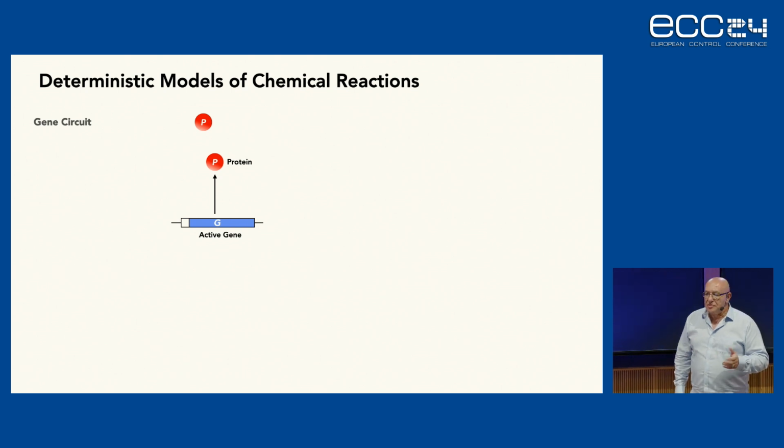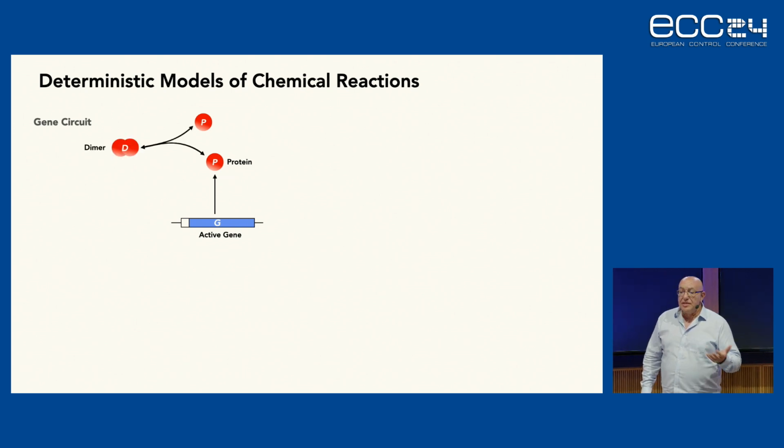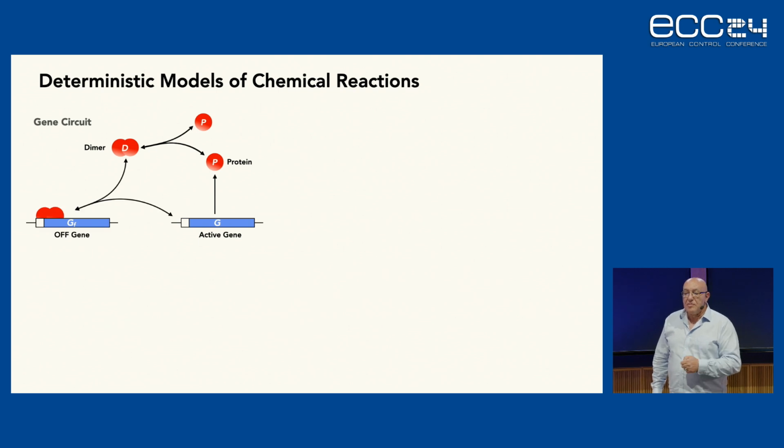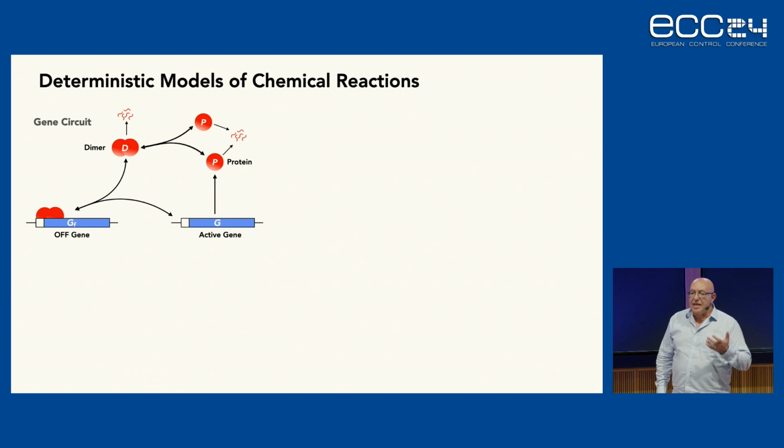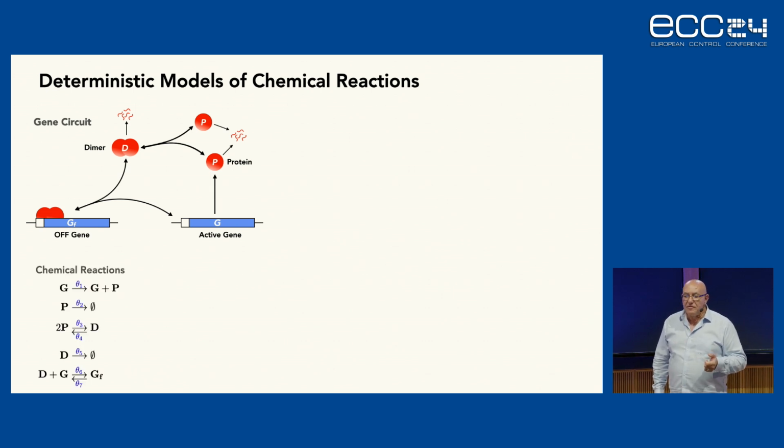Suppose you have a gene that produces a protein P. The protein can dimerize into a dimer, and it's a reversible process. The dimer, in turn, can bind to the gene, turning it off in the process. So this gives you a negative feedback loop. This very simple circuit can be represented as a set of chemical reactions. There are about 8 of them here. Each of these arrows represents one of these reactions, and the thetas are the reaction rate parameters.